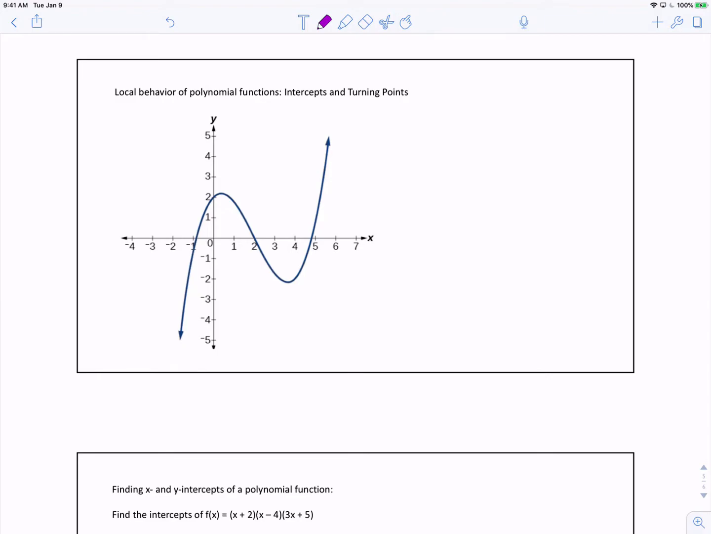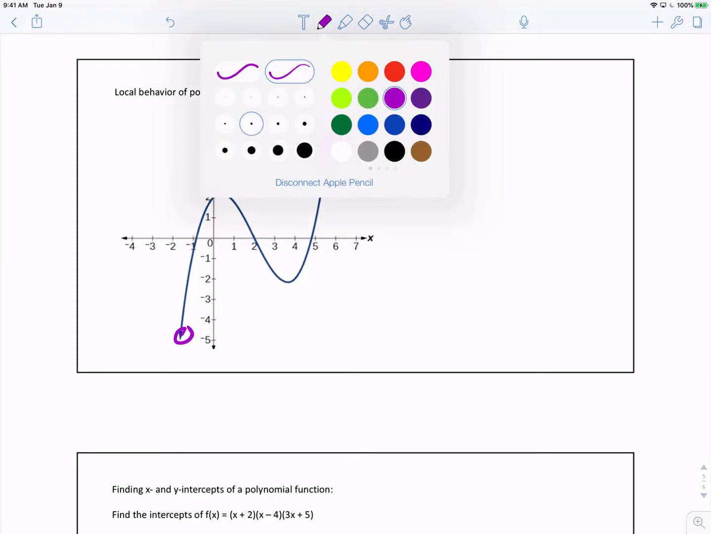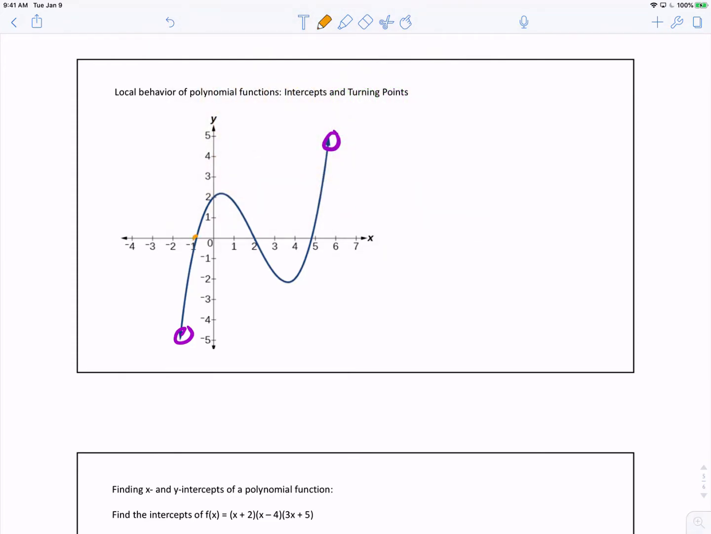With polynomials, not only do we care about the end behavior, we also care about the local behavior. So two features of a polynomial that we're very interested in are intercepts and turning points. So the intercepts are the places where the polynomial crosses the x-axis.